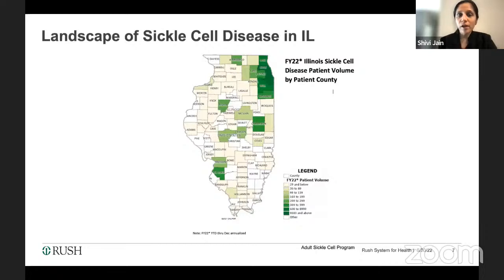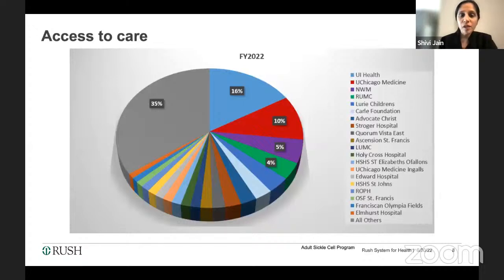So I wanted to share the fiscal year 2022 landscape of sickle cell disease in Illinois. This map tells us where most of the patients are located in the state of Illinois. You can see the highest population of patients is in Cook County, where we are located. This is the contribution and collaboration between different institutions who are currently serving sickle cell patients across the state of Illinois. And we are represented in the green over here.